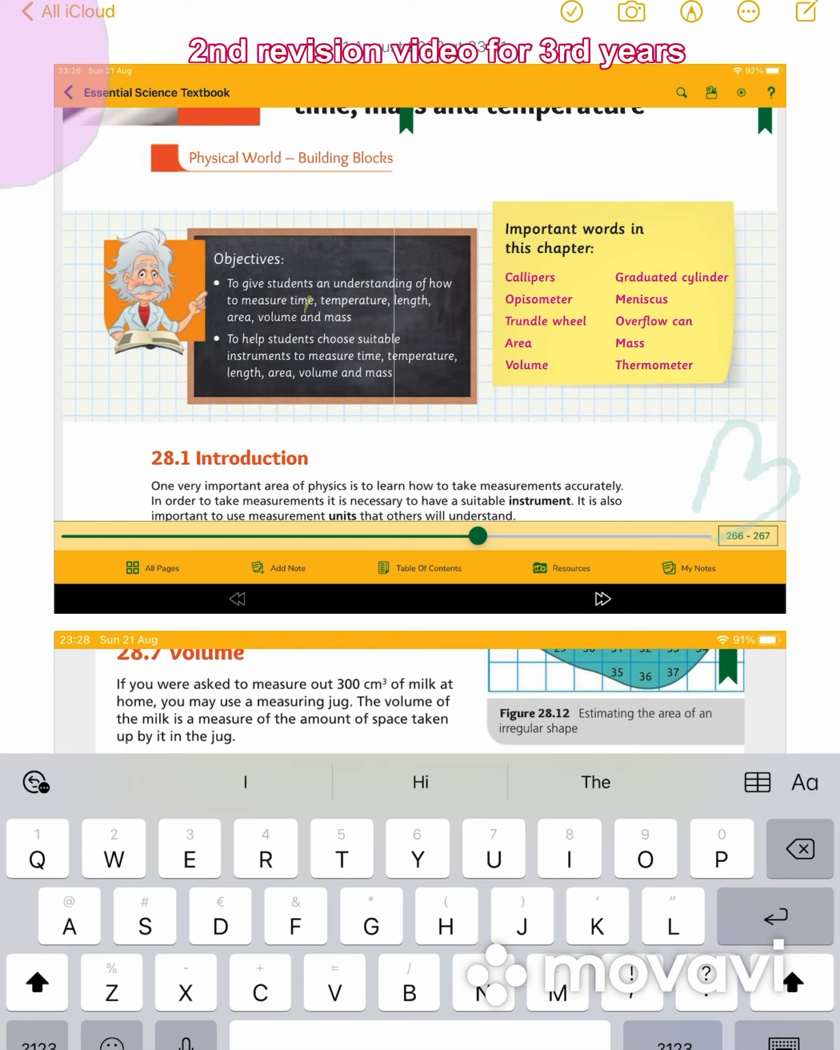Hi everyone. Okay, so today we're going to do our second revision video for your revision test from third year. So we're going to start off by talking about measurements and how we measure things and what we're measuring. So let's have a look at what you're expected to do.